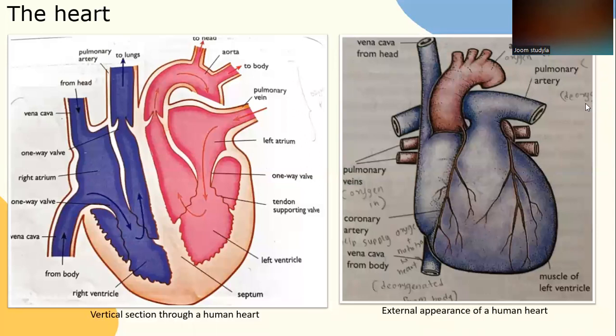This is basically the diagram. On the left is the section through a human heart, and on the right hand side is shown the external appearance of the human heart.